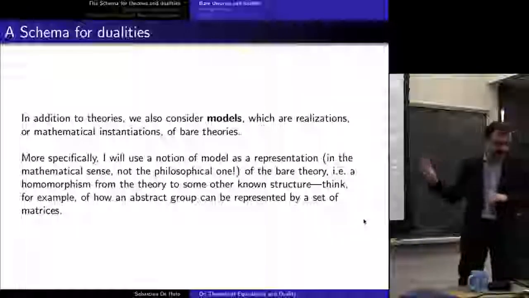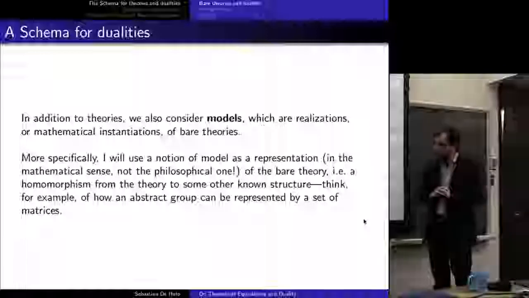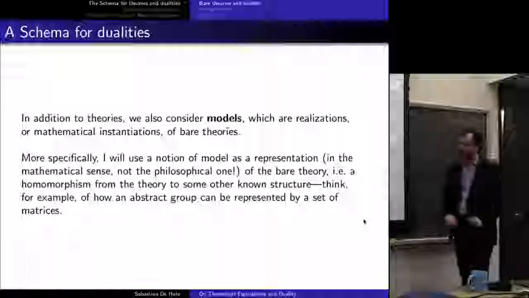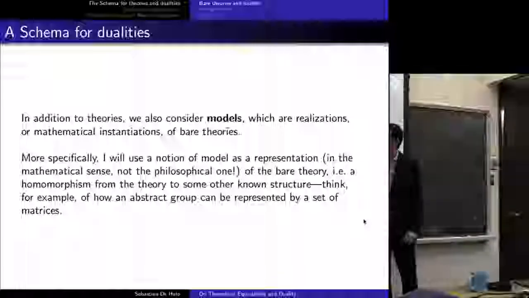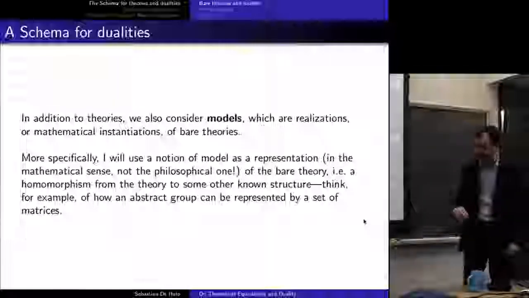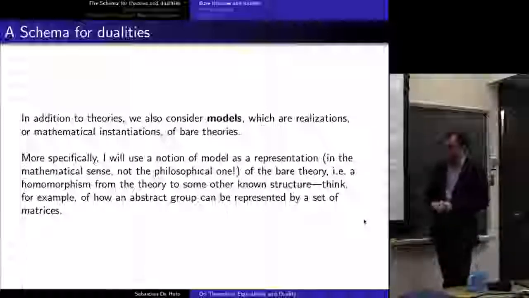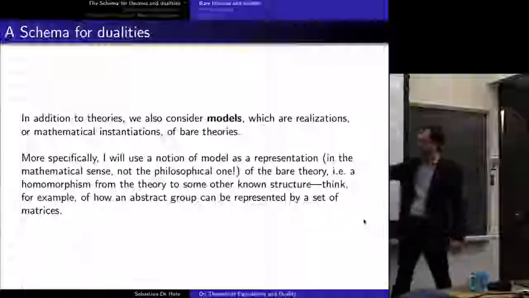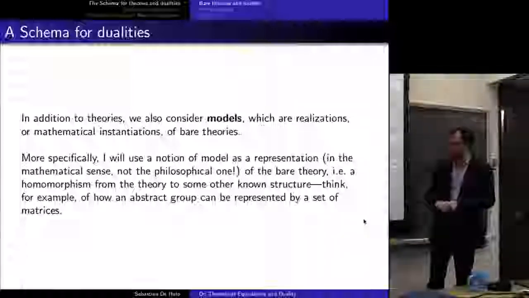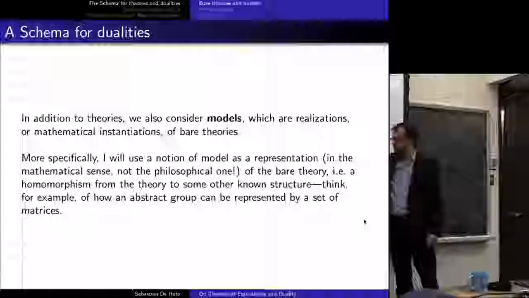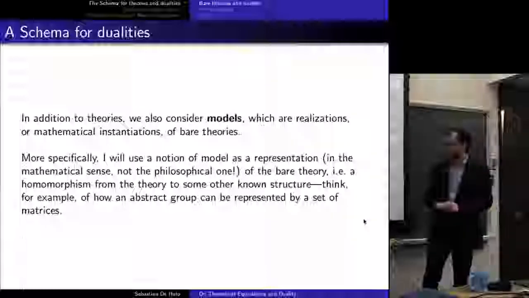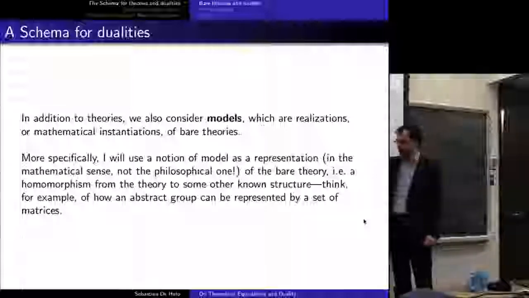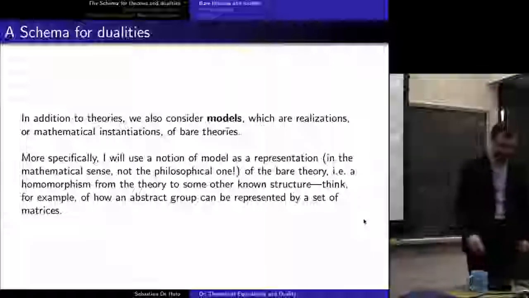But before I do that, let me say something about models. In addition to theory, we also consider models, which are realizations or mathematical instantiations of the bare theory. Models, in my use, are also uninterpreted. That's slightly different from other usage of models in philosophy of physics. So models are representations of theories in this sense, or instantiations. That will be my specific notion of a model: a representation in the mathematical sense of the bare theory, so a homomorphism from the bare theory to some other known structure. Think, for example, of how an abstract group can be represented by a set of matrices.